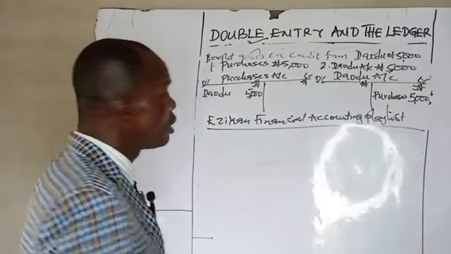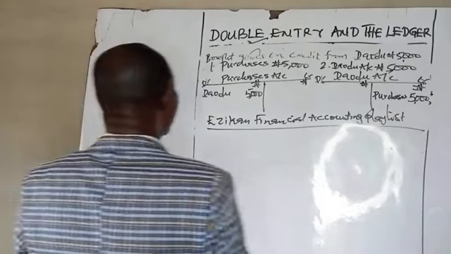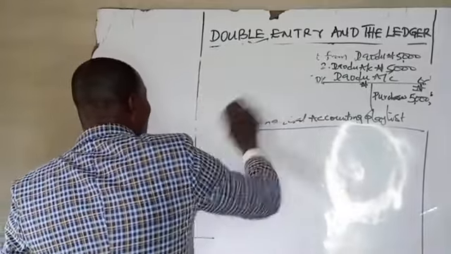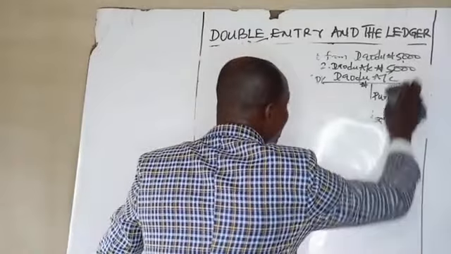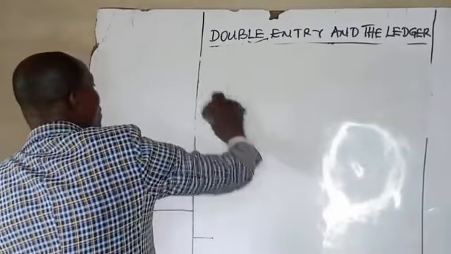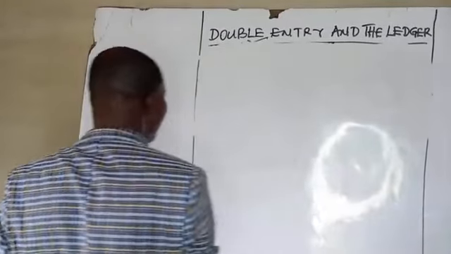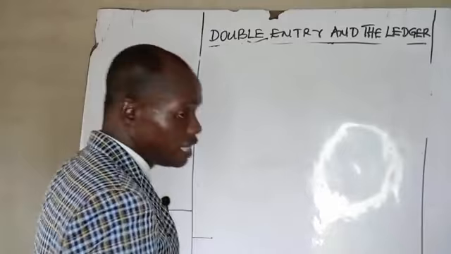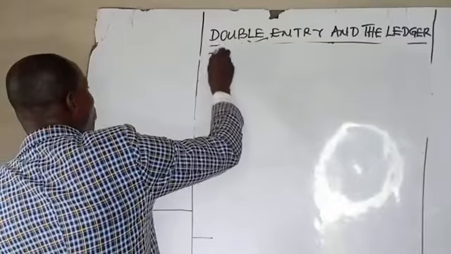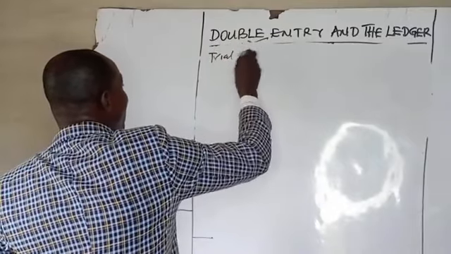Now, before I take a comprehensive work example, let me examine trial balance. I have a video on trial balance already. But because the question I'm about to use as a work example in this video will also involve the extraction of a trial balance, that is why I still want to talk about trial balance.